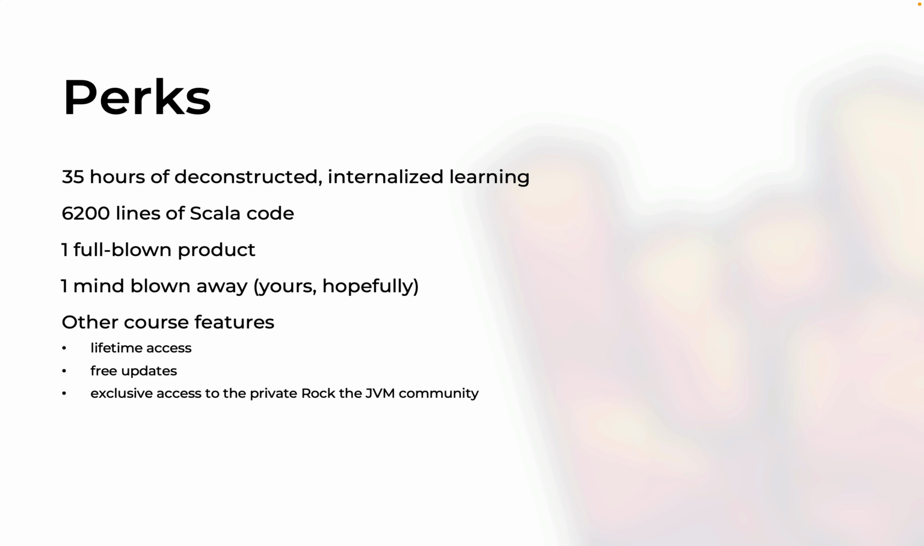jam-packed with a different kind of learning experience, frankly, than anything else that I've ever done on Rock the JVM. And we end up with 6,200 lines of Scala code, at least that's what I ended up with on camera. And in total, we write probably more than 10,000 lines of code while refactoring and modifying and expanding our code to be modularized and extensible. Now, we are going to end up with a full-blown product, I promise this, so we end up actually deploying our code to a real website with a real domain. I'm going to deploy my own domain on camera.